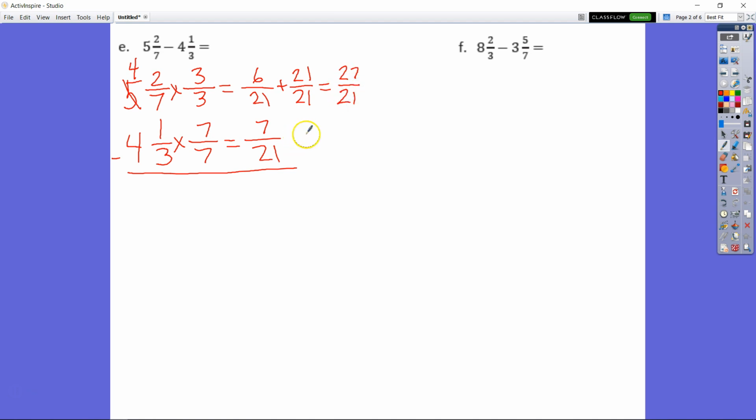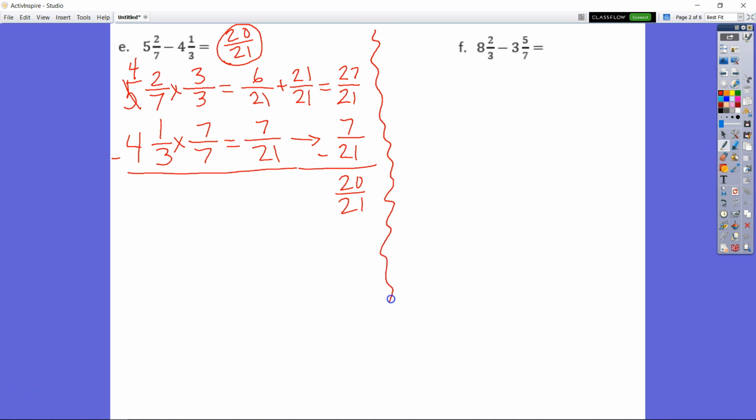And now we can do this subtraction and say 27 over 21 minus 7 over 21 equals 20 over 21. All right, and then we have 4 minus 4 equals 0, so we know that 20 over 21 is our final answer. All right, moving on to F.